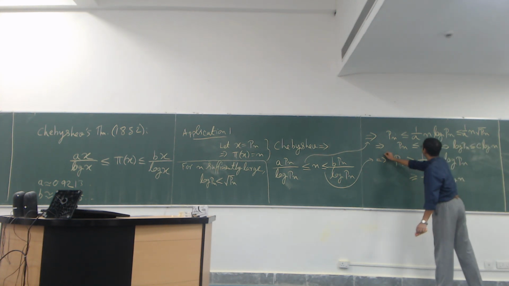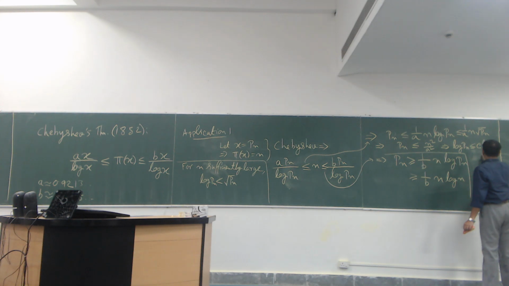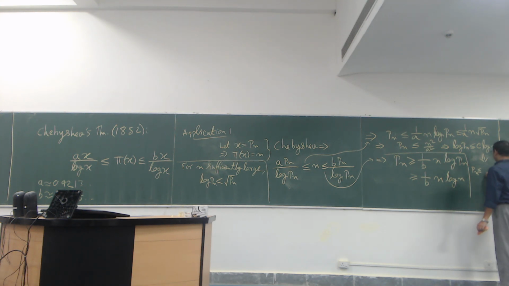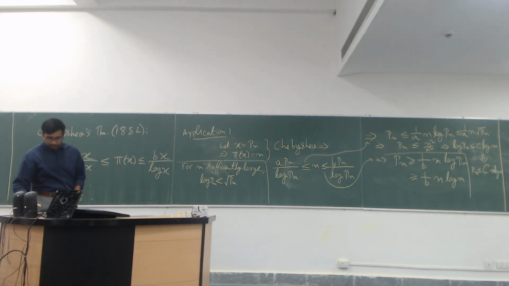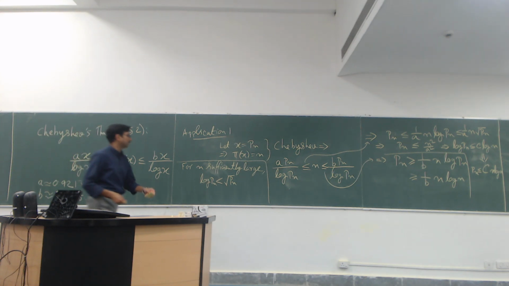So from here we obtain that Pn is less than or equal to some constant, what we denote small d, times n log n. So indeed, from Chebyshev's theorem we obtain an upper bound and lower bound for Pn.